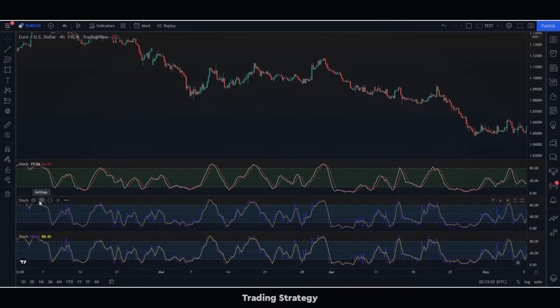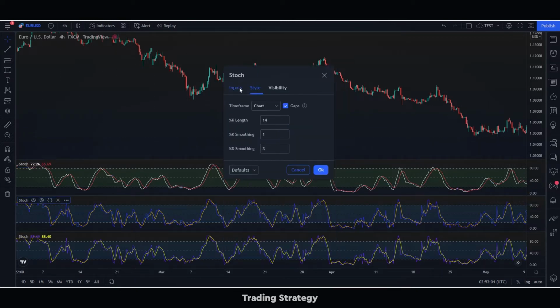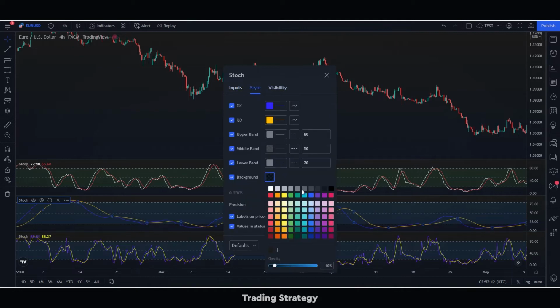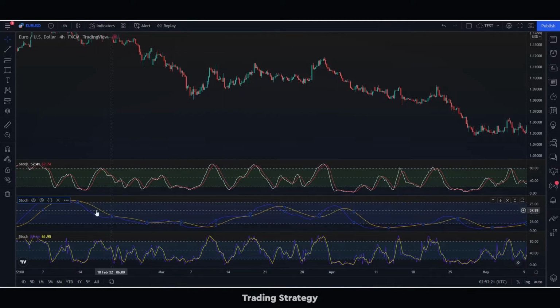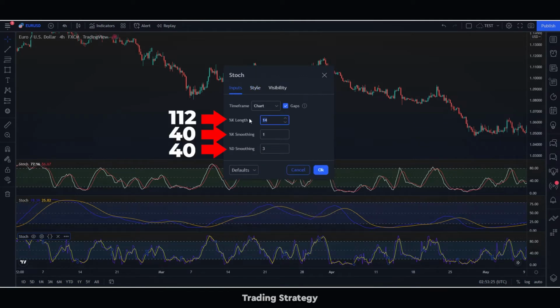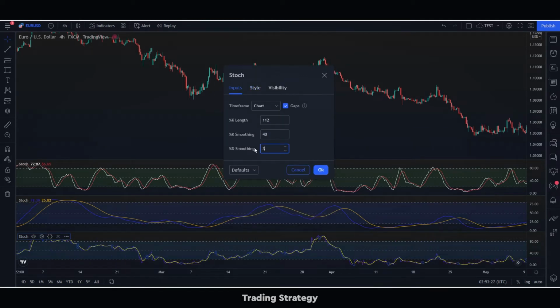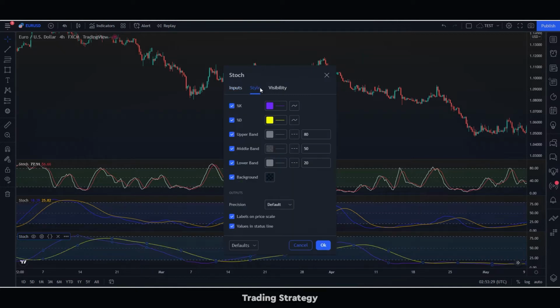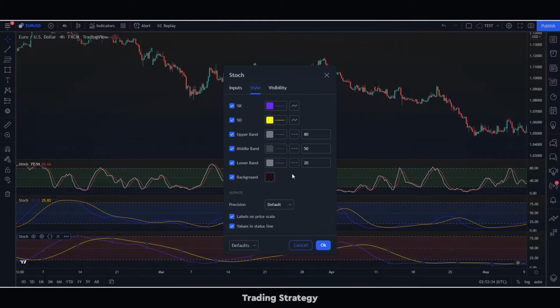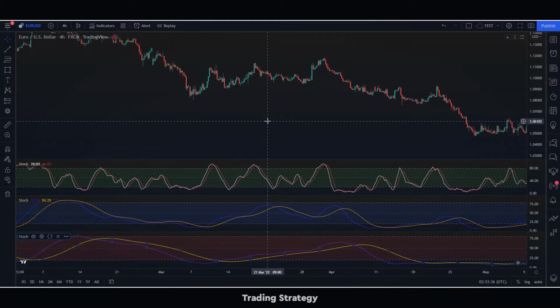To the second, we will put the parameters of 56-20-20. And we will change the background to blue. This will be a slow stochastic. Finally, to the third, we will put the parameters of 112-40-40, and we will change the background color to red. This will also be a slow stochastic. Ready? We have everything configured.